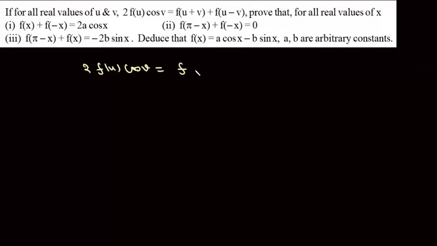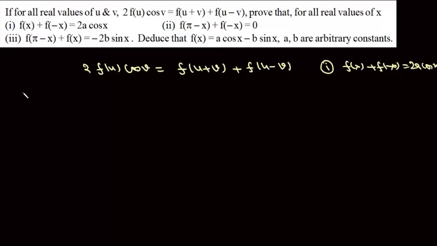Now the question is, if for all real values of u and v, we are given 2f(u) cos v is equal to f(u + v) + f(u - v), prove that for all real values of x, first one is f(x) + f(-x) is 2a cos x. Now clearly we can see f(u + v) and f(u - v).